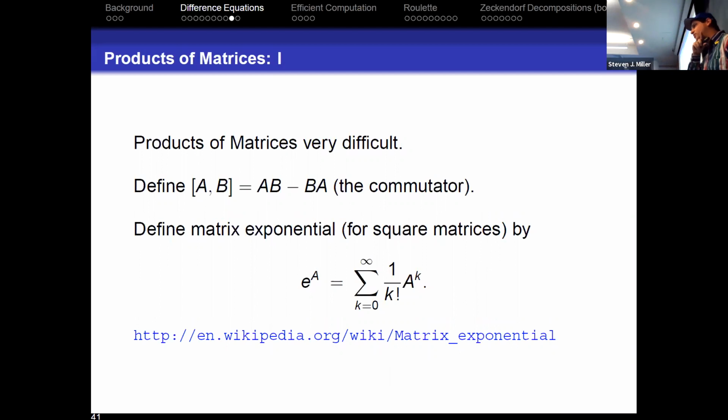Products of matrices are extremely difficult. We're not going to do much with this, but I just want to throw this out. This is another truly beautiful formula. So the commutator of two matrices, bracket A comma B, measures how far A and B are from commuting. It's AB minus BA. If they commuted, this would just be 0.